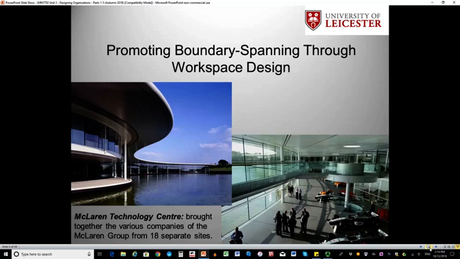So what McLaren have tried to do through workspace design and through the co-location of the different separate companies within the McLaren Group on one site is to bring people close to each other in the expectation that they're more likely to communicate with each other. Now if we look at the picture to the right, what we have here is a set of corridors or roads within this building, and on each road there are different companies that are part of the McLaren Group.